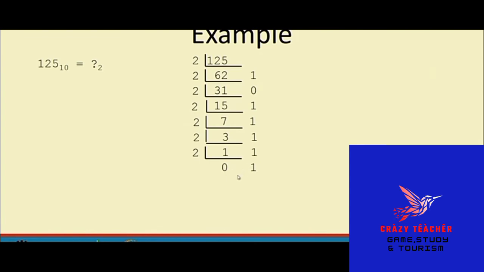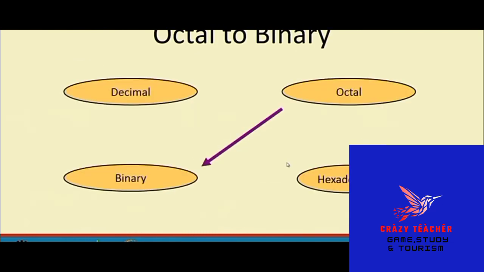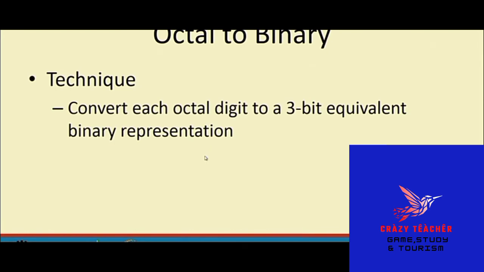At this point we stop. Similar to what we did in the decimal number system, we do the same thing here. Now we start writing from this side: 1 1 1 1 1 0 1. So this is the conversion, and this way we can convert a decimal number into a binary number. Now, looking at the other way, the octal to binary number system conversion.